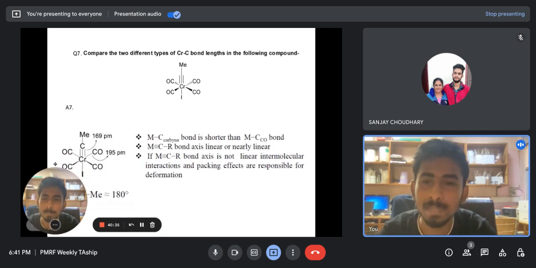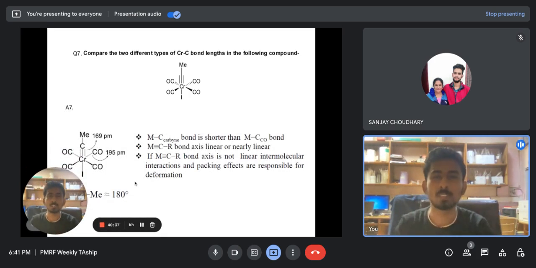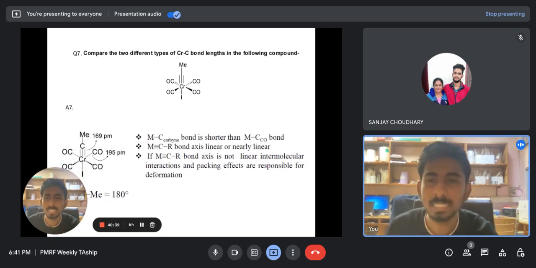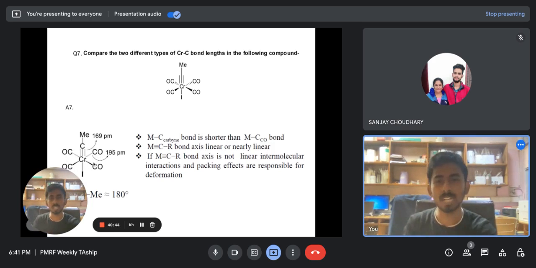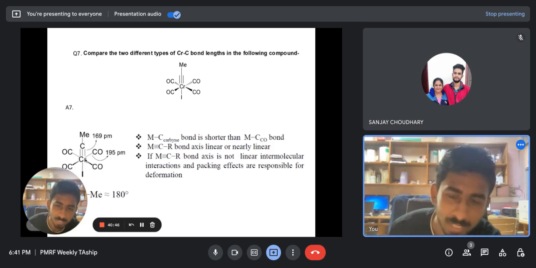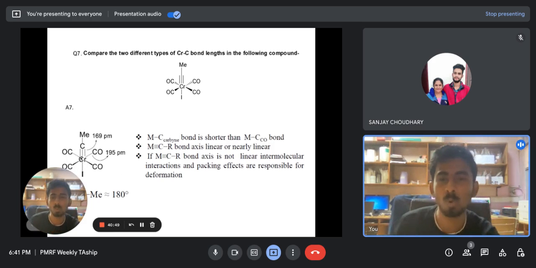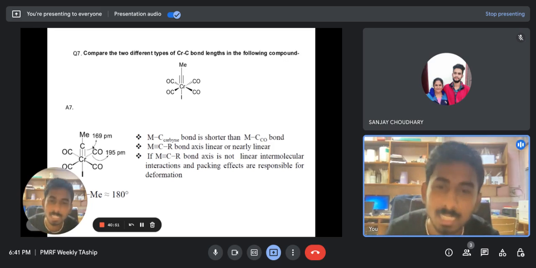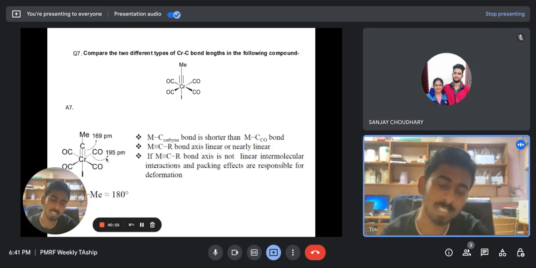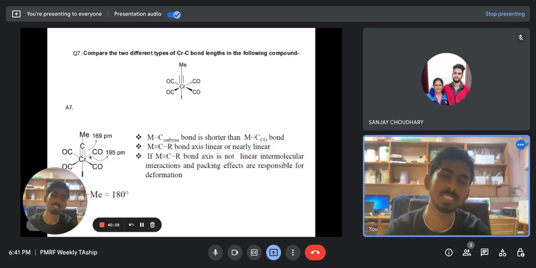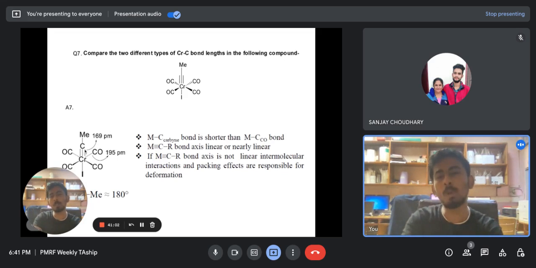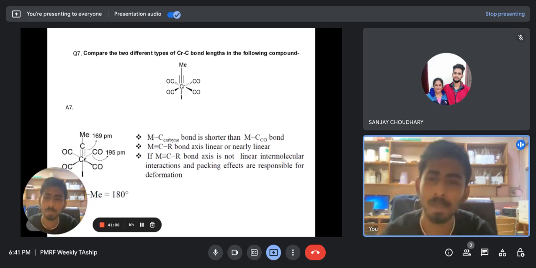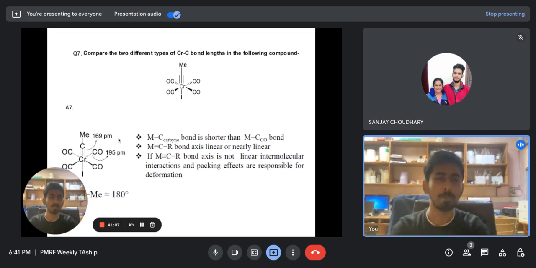So what happens in this case, there are two kinds of chromium carbon bonds here. Firstly, the equatorial chromium carbon bond between the chromium and carbon monoxide, and the second one is the chromium carbon bond with the carbyne ligand, the CMe. So here you can see from the bond length that the chromium C bond length here is 195 picometers. But the chromium C bond between the Schrock carbyne and chromium is 169 picometers.